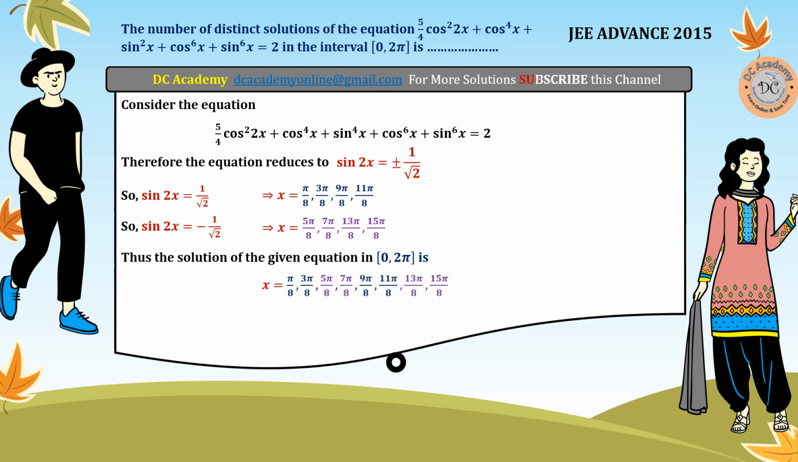We can easily find out the general solution for both the cases. So when we take the positive sign, sine 2x is 1 by root 2, we get 4 solutions. When we take sine 2x equal to minus 1 by root 2, we get 4 solutions, and these solutions are distinct. So therefore, we say that the number of solutions of the given equation in the interval 0 to 2 pi is 8, and that's it. So therefore, 8 is the correct answer. Hope you understood the problem. Thank you.